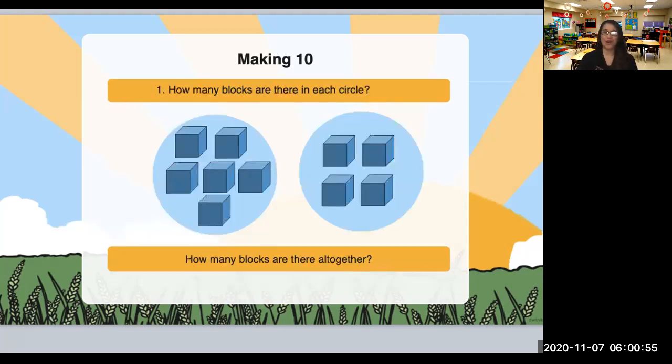Now, how many blocks are there in each circle? Let's count them. You ready? 1, 2, 3, 4, 5, 6. You have 6 blocks here in the first circle. Now, how about the second circle? Let's count them. 1, 2, 3, 4. You have 4 blocks in the next circle. Well, how many blocks all together?